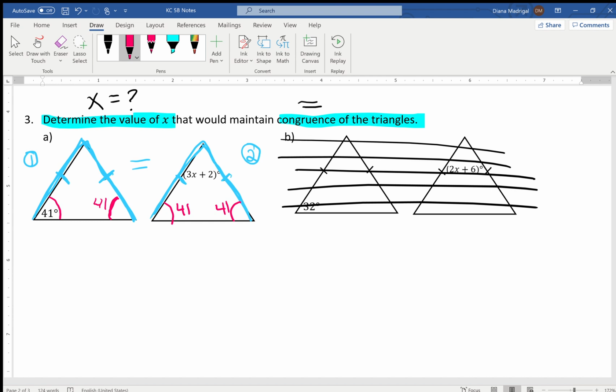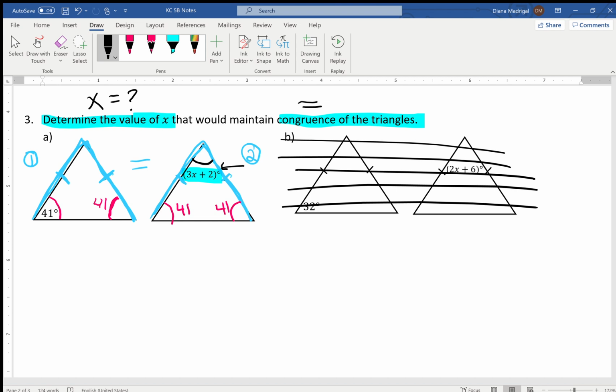Let's go back to my question again. It says determine the value of x. Well, where is your x? Oh, look, x is right here, and it's talking about 3x plus 2, and it has the little degree sign. I don't know if you guys see it. This little degree sign means that we're talking about this angle right here. We're talking about angles.